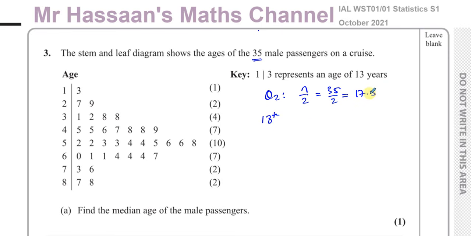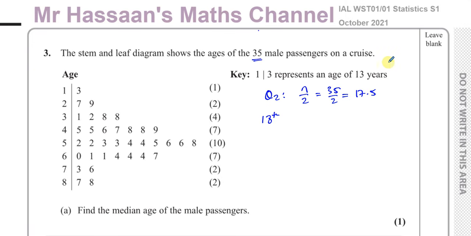If the number came out as a whole number, for example 17, then I'd look at the 17th and the 18th term and find the mean of those two. But if it says 17.5, you always round up to the next number, so it's the 18th term, which is the median. That's one way of doing it, and there are other ways of doing it.